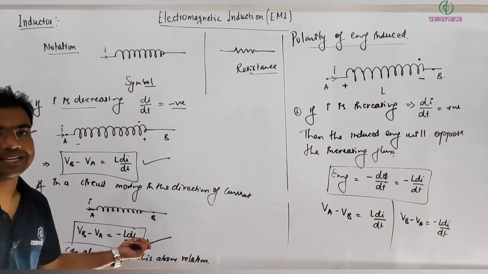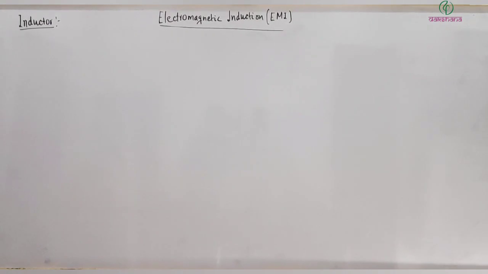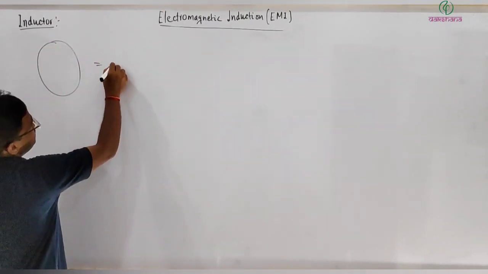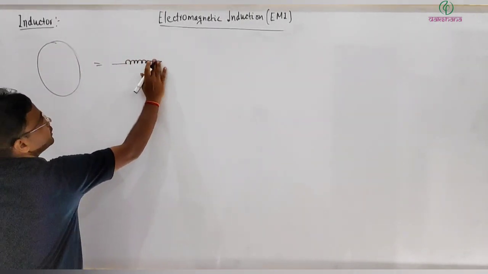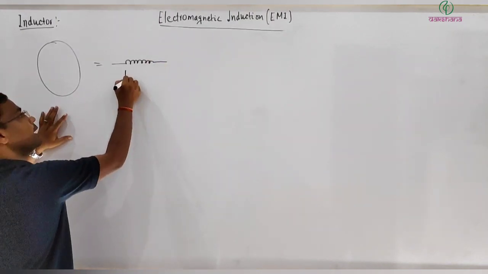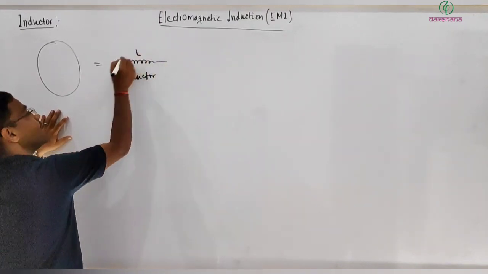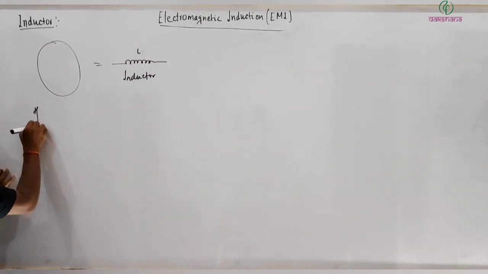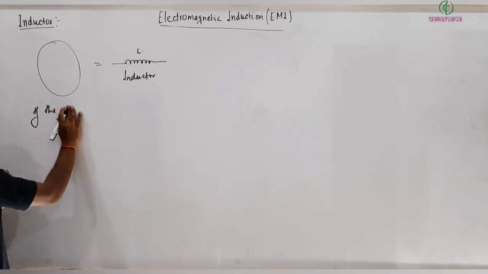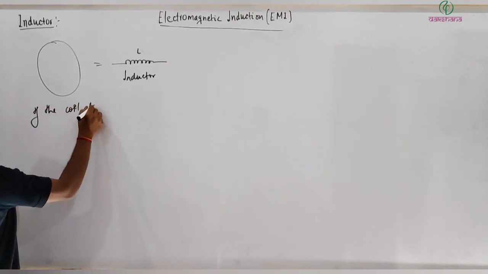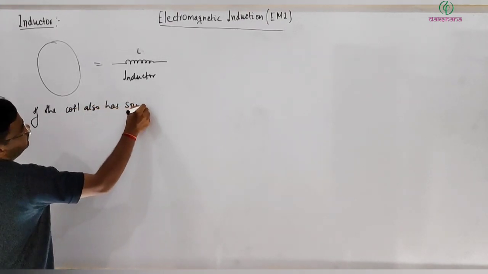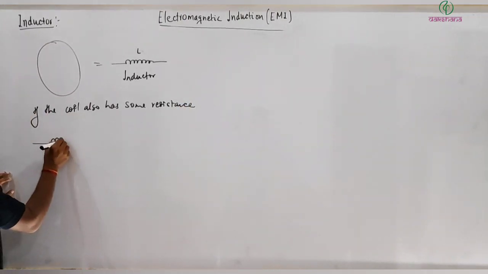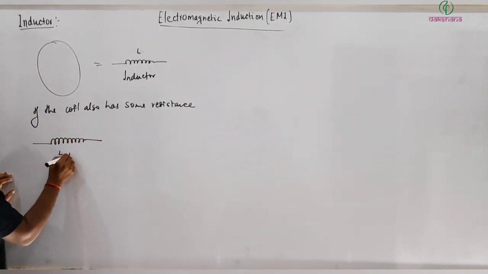Let me show you this with an example. Okay, just one more point. In general terms, if this is some coil, then this is equivalent to an inductor. Any coil is equal to an inductor of inductance L. And if the coil also has some resistance, then we write this inductor coil with L and its resistance R.